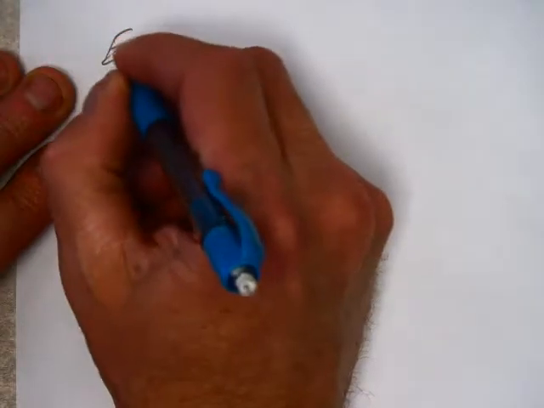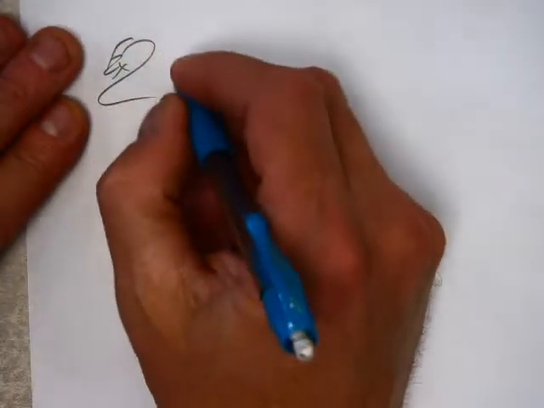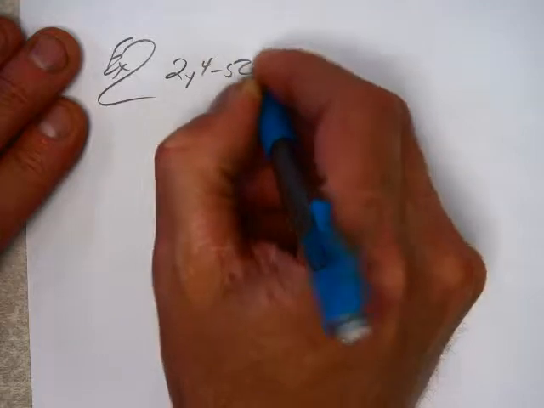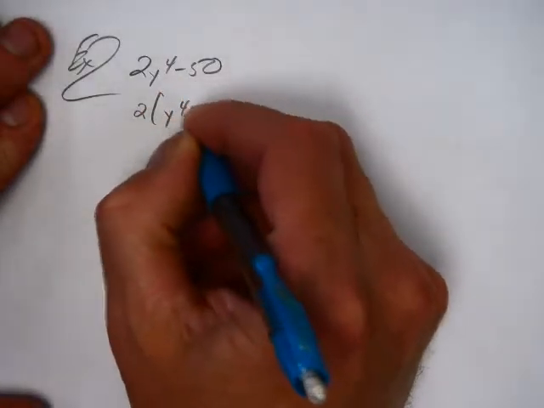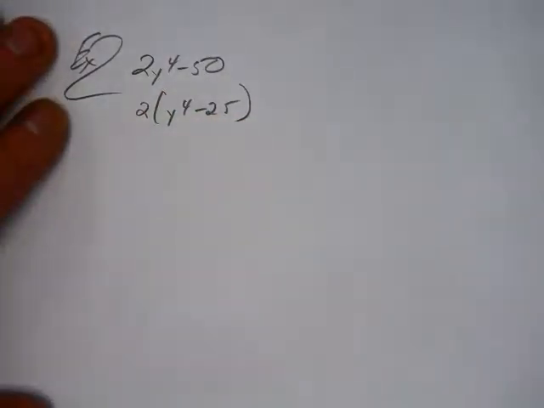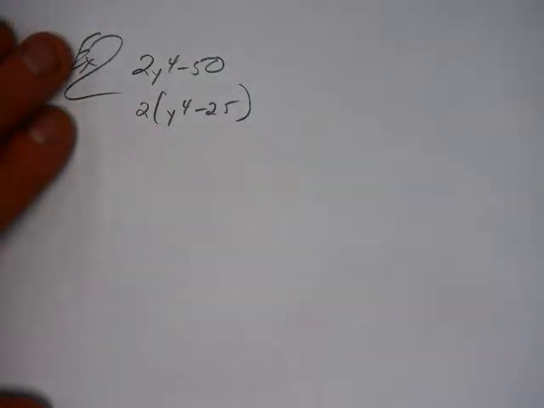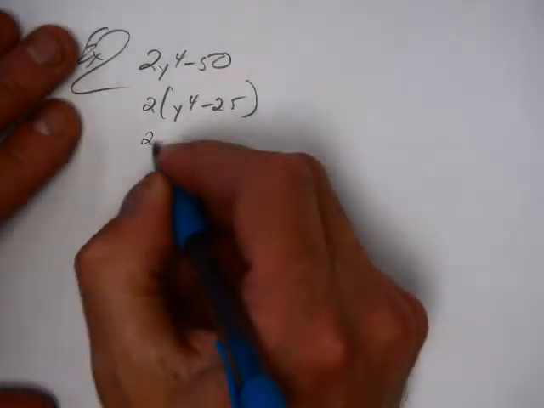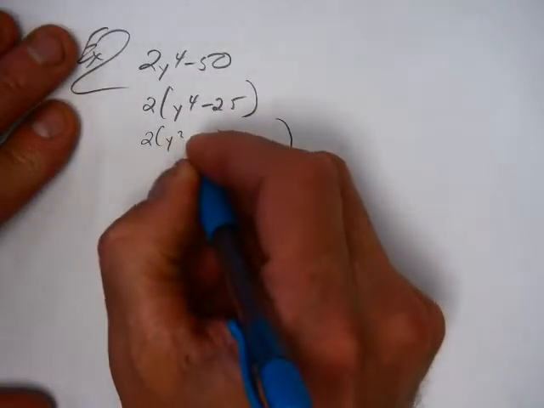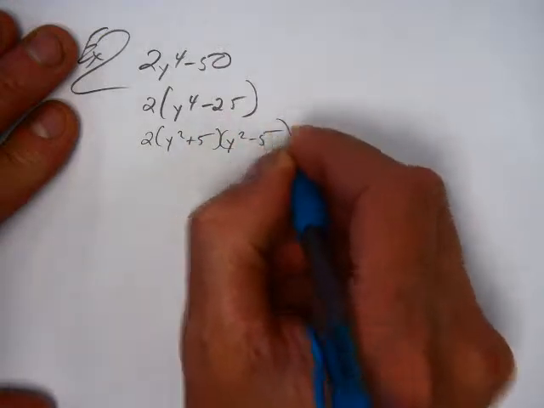Okay, so more examples, and we're almost done. What if I had 2y to the 4th minus 50? What's the first thing I would do? Take out a 2. You've got y to the 4th minus 25. Now do I have a difference of two squares? Yes. So I get 2 times y squared plus 5, y squared minus 5.